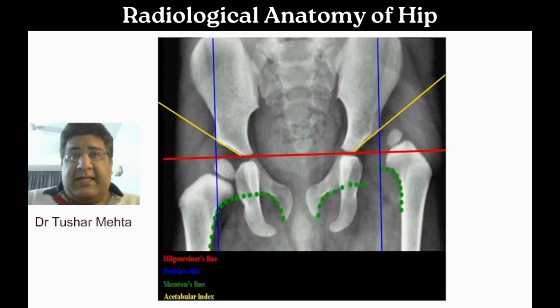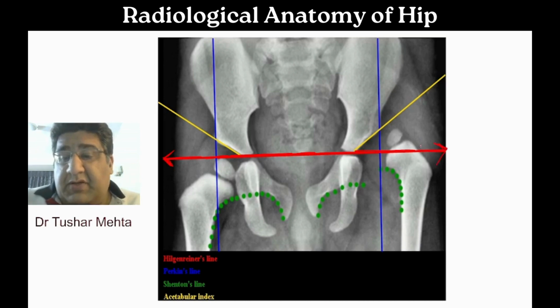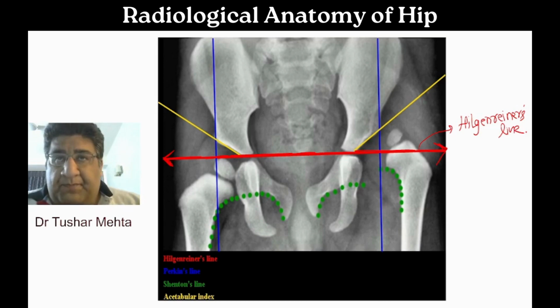We have to talk about the remaining lines as well. So a clear-cut X-ray in front of you, a pelvic X-ray with both the hip joints, immature skeleton. You can see this red color horizontal line which is connecting the center of one acetabulum to the center of another acetabulum, and this red color line is called Hilgenreiner's line. Now apart from that, what is its value? I'll tell you in a while, don't worry.